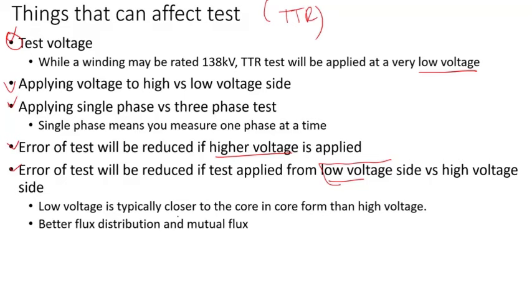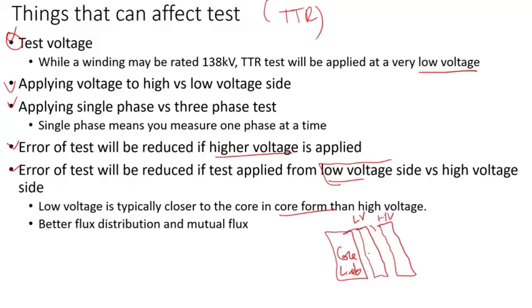So low voltage is typically closer to the core in core form, because if you take a cross-section area, so if this is the core limb, for instance, and wound around this limb, and I'm not showing top yoke, I'm not showing bottom yoke, I'm not showing the other two limbs, I'm just showing one. If you look at it from a cross section, you're going to have low voltage winding. Then you're going to have some gap between them for insulation purposes. Then you're going to have the high voltage.